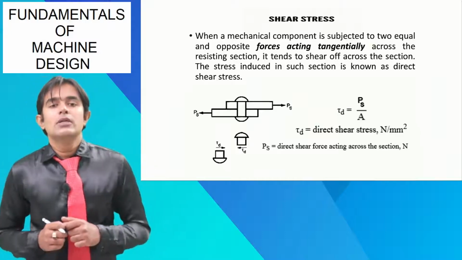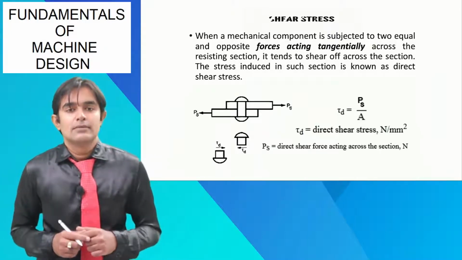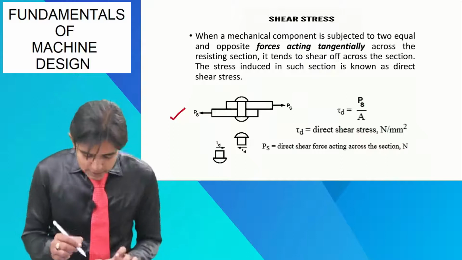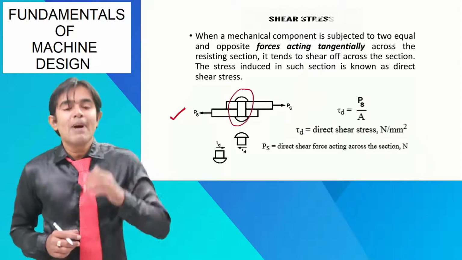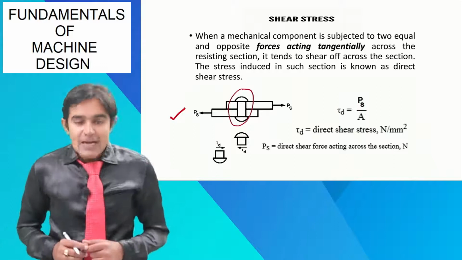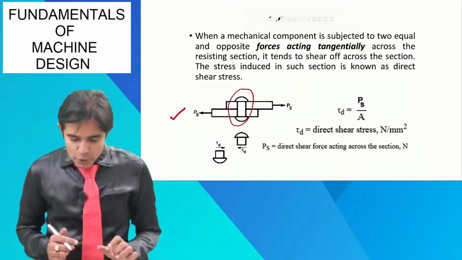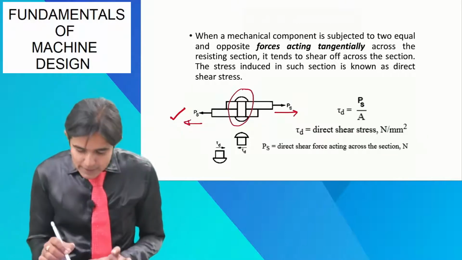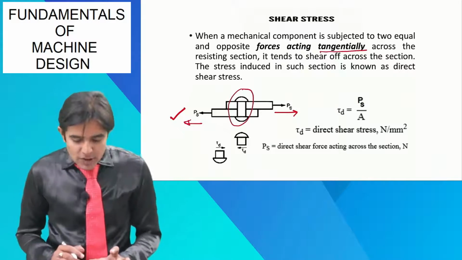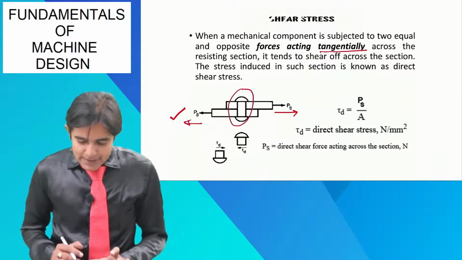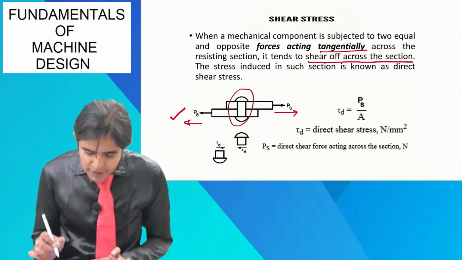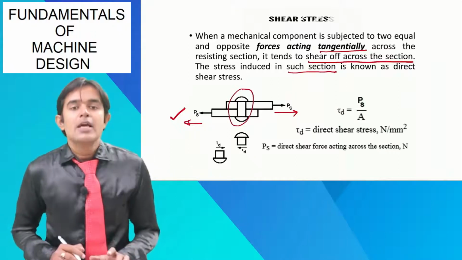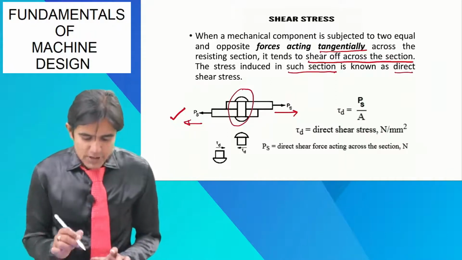I want to find out the definition of shear stress. Now see, there are two plates which are riveted, means they are joined by a riveted joint. When a mechanical component is subjected to two equal and opposite forces that are acting tangentially across the resisting section, then it tends to shear off the cross section. The stress induced at that time in such section is called as the direct shear stress.